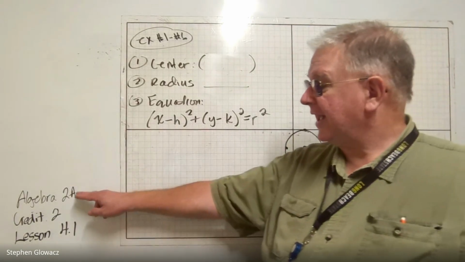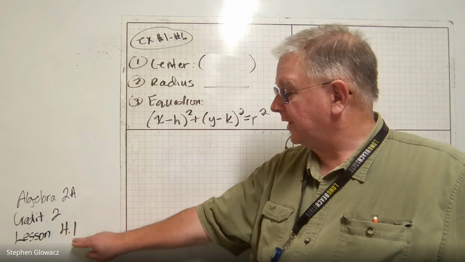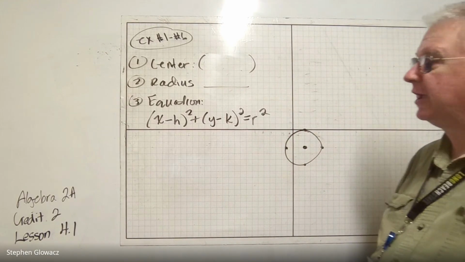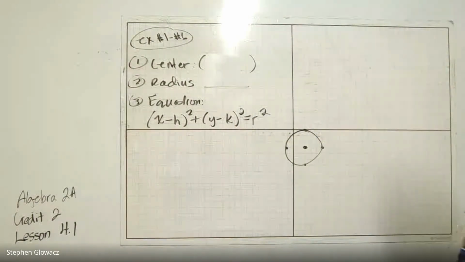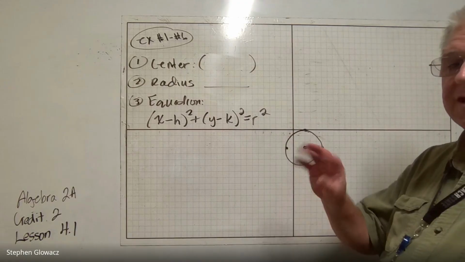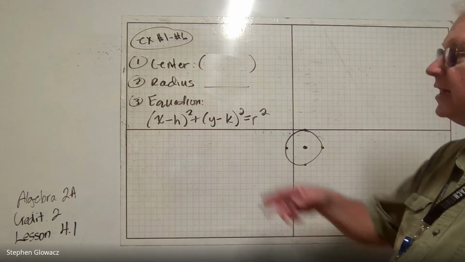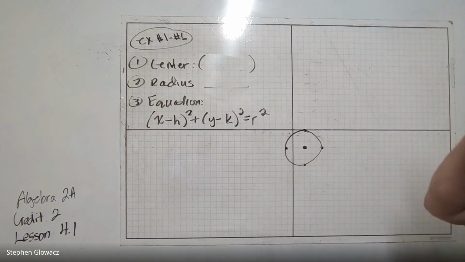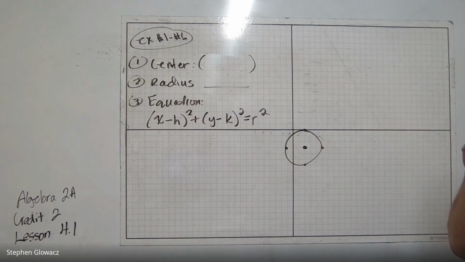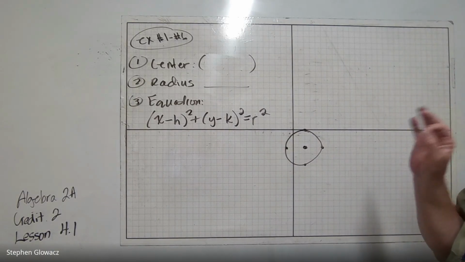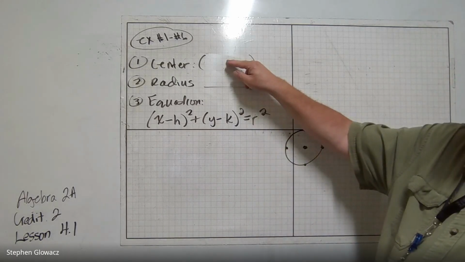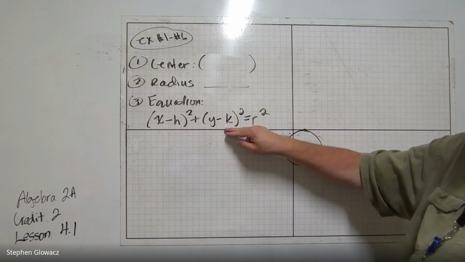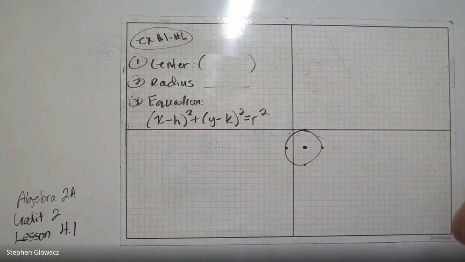These are the examples for Algebra 2A, Credit 2, Lesson 4.1. In Lesson 4.1, we're going to be working with circles in problems 1, 2, and 3, and then again in problems 4, 5, and 6. So that's why we have this as examples for 1 through 6. We're going to be writing the equation of a circle. We're going to first identify the center, find the radius, and then use that information to write our equation.